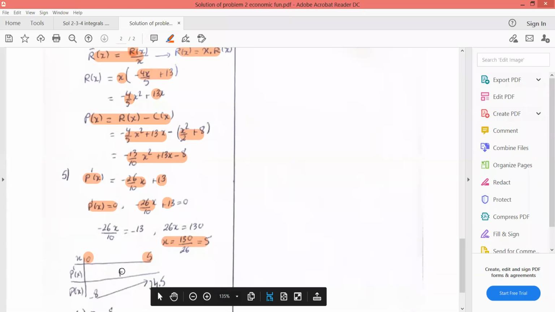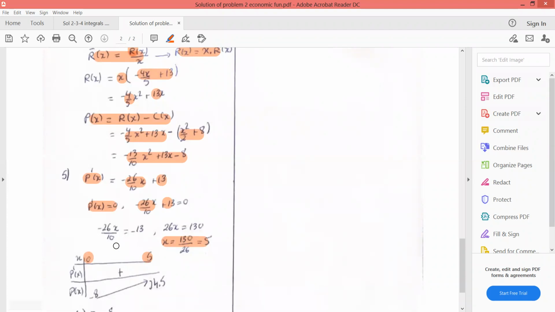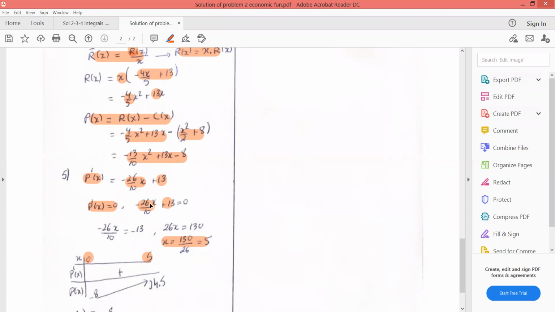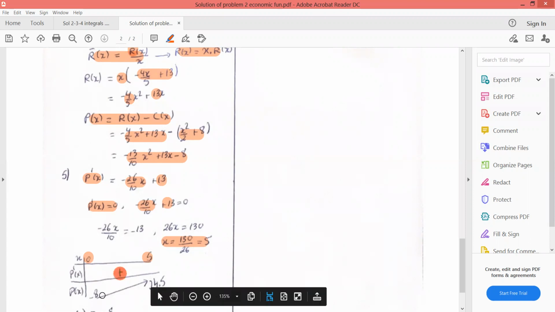How do I know the sign? As George said, always take a number between 0 and 5. Give me a number between 0 and 5. 1. I put it in the derivative of p: minus 26 over 10 plus 13, which is positive. So it is positive here, and it is an increasing function.